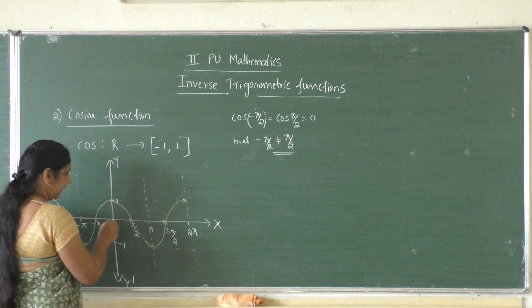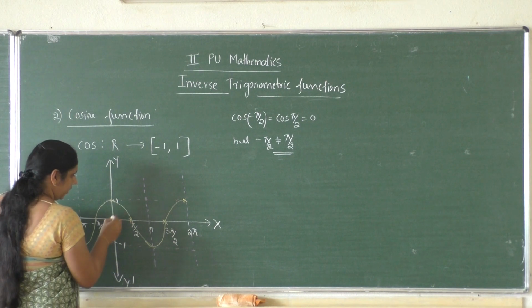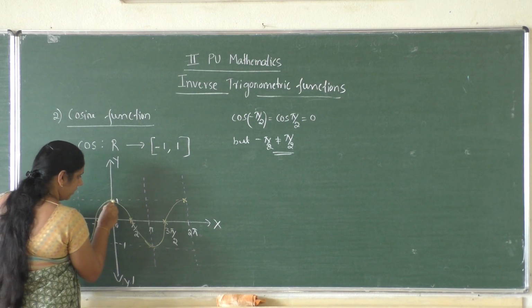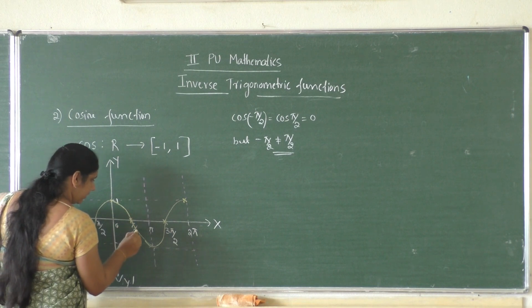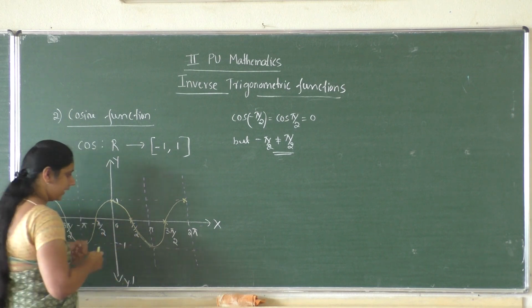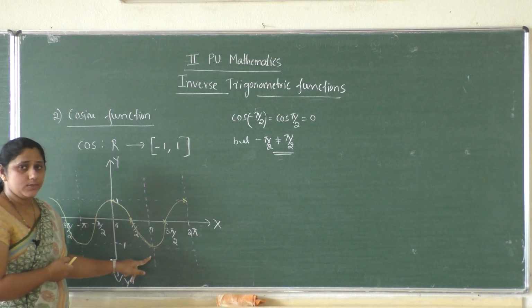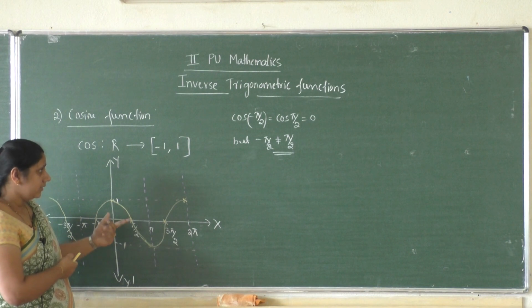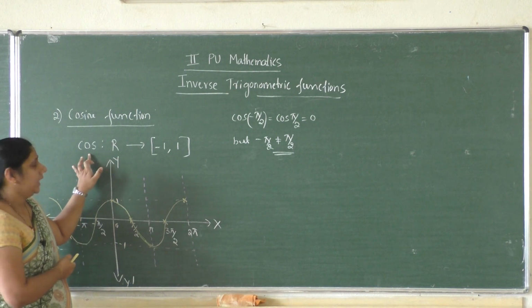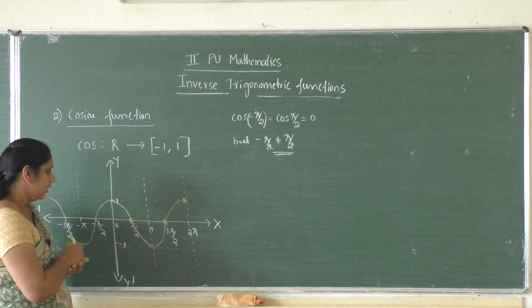See, in the interval 0 to pi, cos 0 value is 1. When it becomes pi by 2, it is 0. Then when it is pi, the value is -1. There is no repetition of values, right? So here the one-one condition will be satisfied. Hence, you can find the inverse of the cos function.